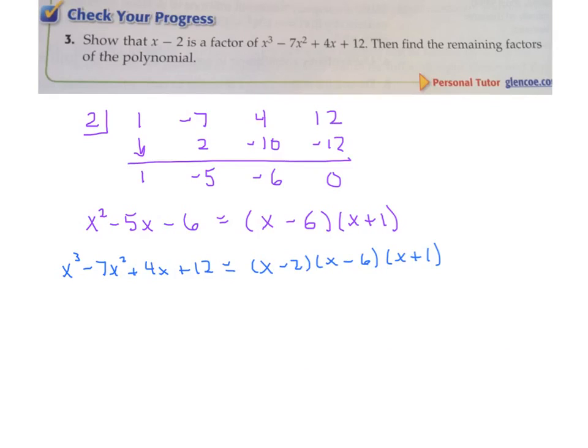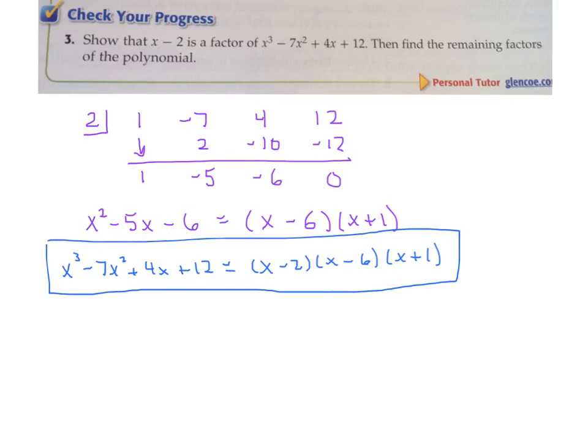Here is the answer to check your progress. The final answer is down here in blue. X to the third minus 7x squared plus 4x plus 12 equals the factor groups of x minus 2 multiplied by the quantity of x minus 6 multiplied by the quantity of x plus 1. Very good.